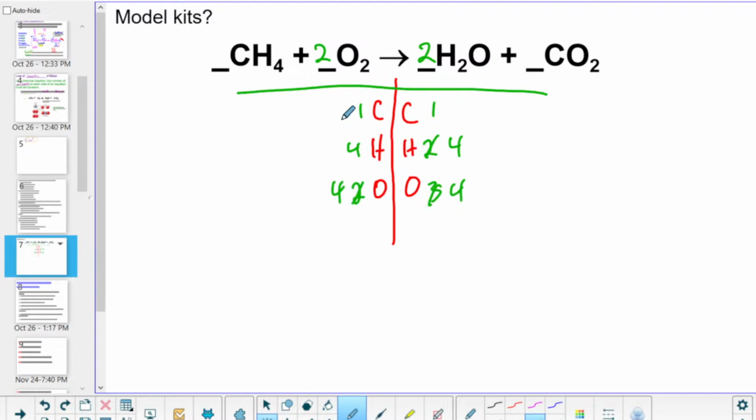And this is a double check that I have accounted for every single type of atom on both sides. So if you're having trouble with one, you can do that.